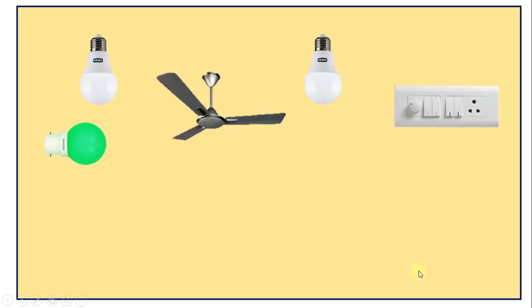That is, through this switchboard I can turn these on and off, and there is one more switchboard through which we can turn these on and off. Why do I want to control these two lamps from two different places? Let's understand this also.